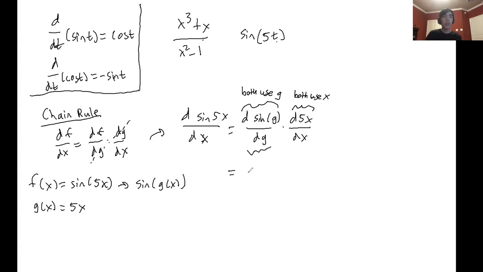So here, we know that the derivative of sine of x is just cosine of x, so we get cosine of g. And from here, we know the derivative of 5x is just 5, using our polynomial rules. So we can plug in what g was, and g was 5x, so we get this. The derivative of sine of 5x is just 5 cosine 5x. So that's the use of chain rule.